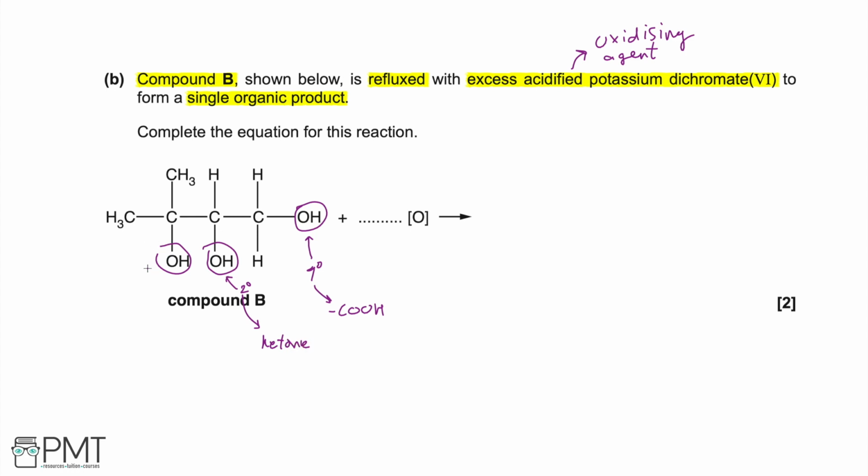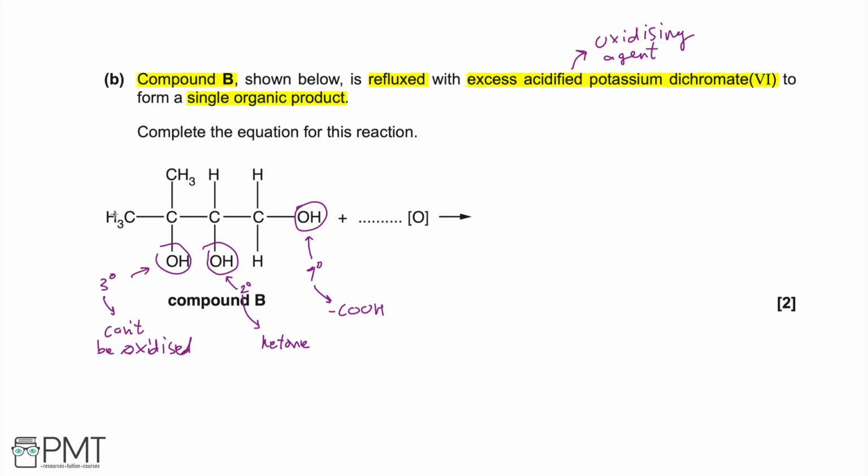Our third alcohol here is bonded to a carbon, which is bonded to 3 carbons, making it tertiary and meaning that it can't be oxidized by acidified potassium dichromate. However, now that we've thought about the classifications of our alcohols, we can start thinking about drawing our product.